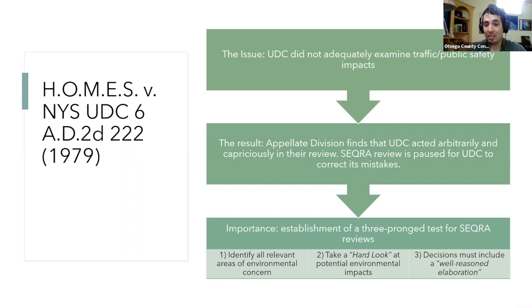The next thing is that they need to take a hard look at the potential environmental impacts of the project. This means that they must use peer-reviewed or public professional reports or thorough empirical analysis conducted by a citizen group or their hired consultants. They must thoroughly examine, using empirical evidence, the potential environmental impacts of a proposed project. And then once they've done that, they have to issue a decision which contains a well-reasoned elaboration.